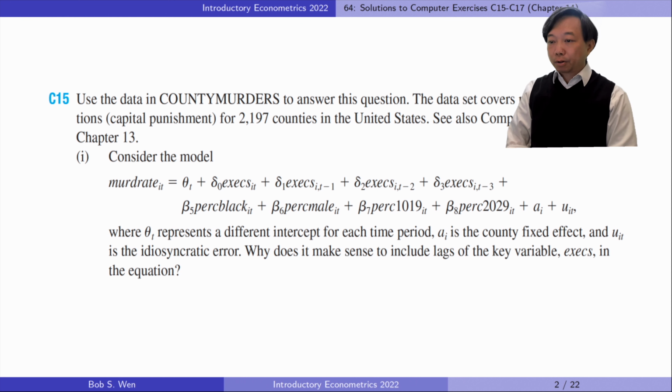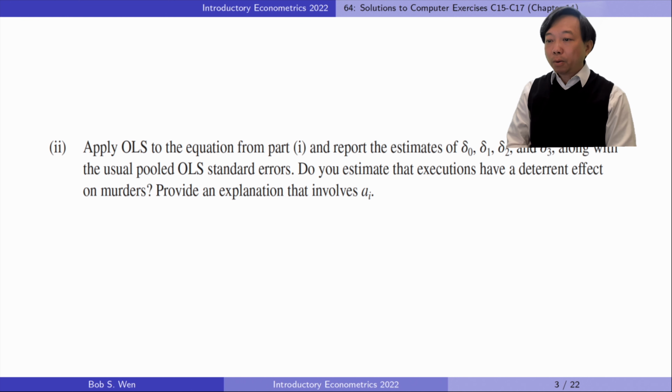Executions have a deterrent effect on murders, and the process takes time. So the executions in the past few years might affect this year's murder rate. In Part 2, apply OLS to the equation from Part 1 and report the estimates of delta 0, delta 1, delta 2, and delta 3, along with the usual pooled OLS standard errors. Do you estimate that executions have a deterrent effect on murders? Provide an explanation that involves a_i.